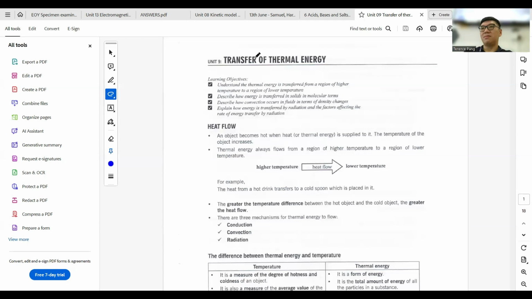Let's talk about what keeps you cool in this room. The air conditioning. So if the aircon is not on, what happens to you? You'd be really hot. So the aircon is taking heat away from you, right? This is an example of thermal energy transfer.